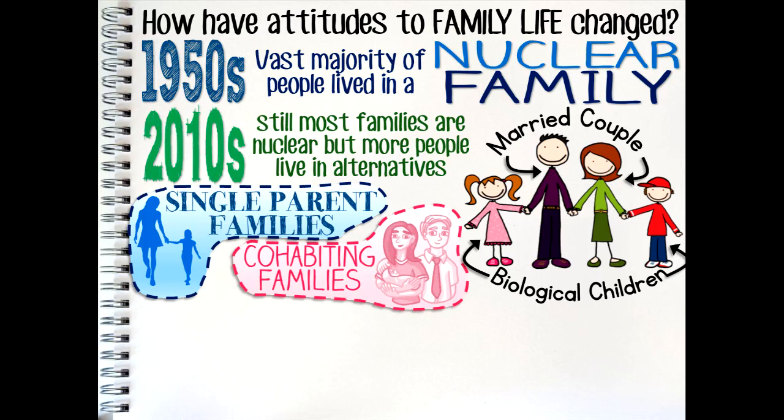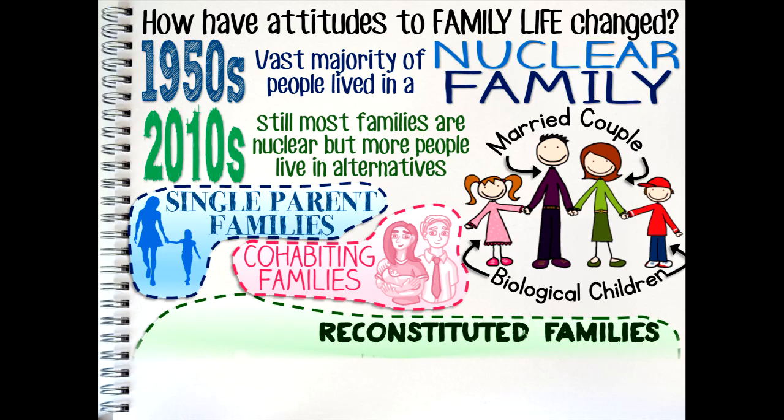The decrease in numbers of people getting married, as well as the increase in the average age at which people get married, means more children are being brought up in families where their parents live together but are not married. Furthermore, it is less common for couples to get married simply because they get pregnant, as was fairly common in the 1950s. 3. Reconstituted or blended families.